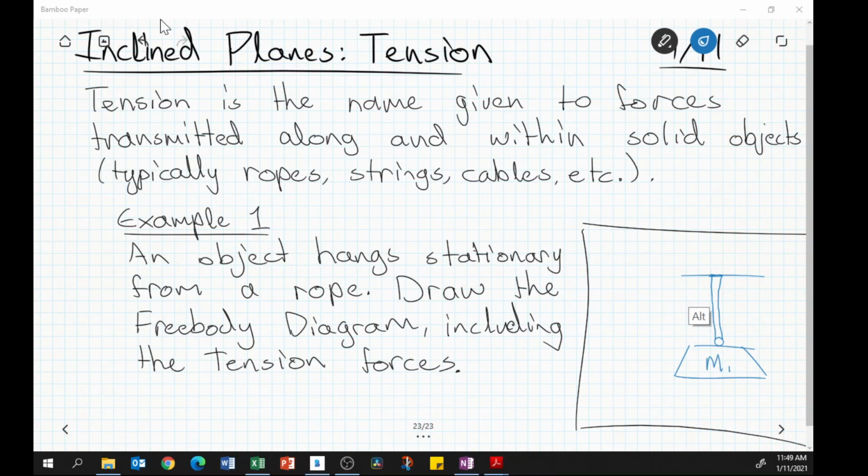What we do care about, though, and we've been asked to do so in this question, is to show the tension forces. Now, you'll notice that there is a plural on forces. So reflect for a moment where the forces of tension are going to be found. Have a think, where could I set or draw forces of tension acting in this example here?